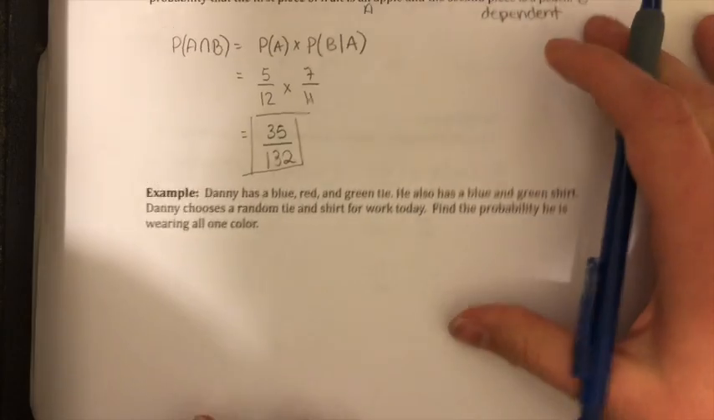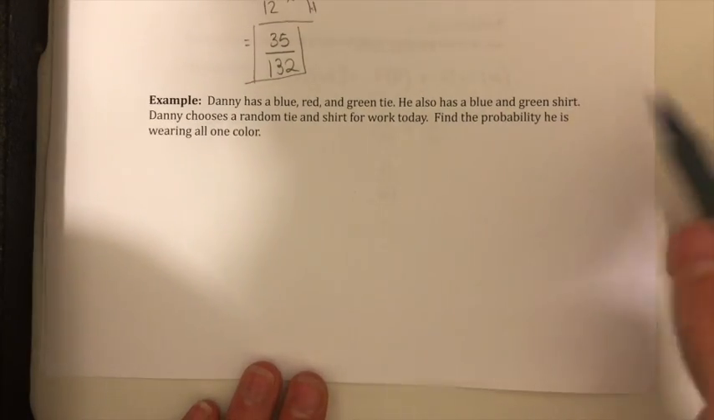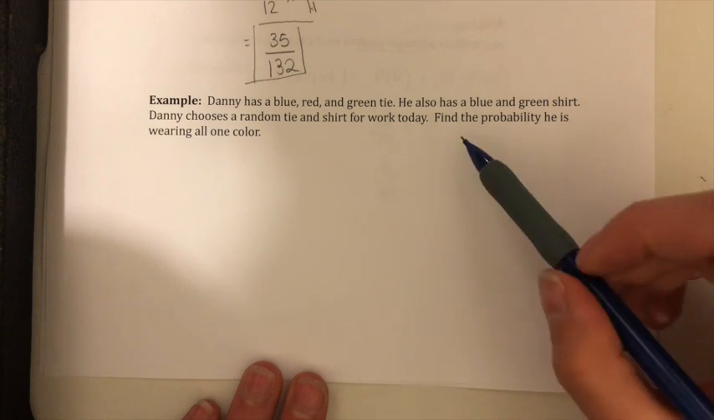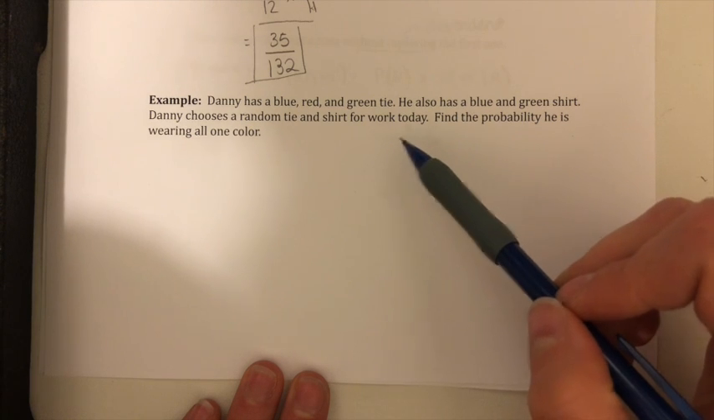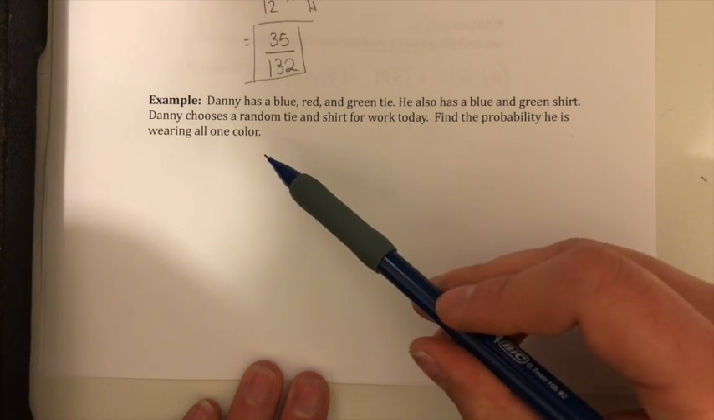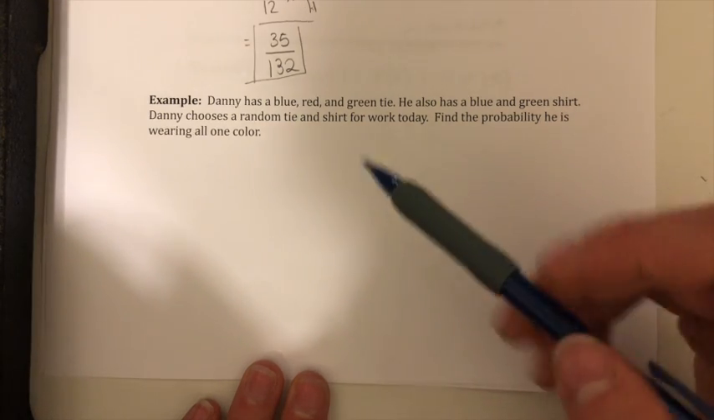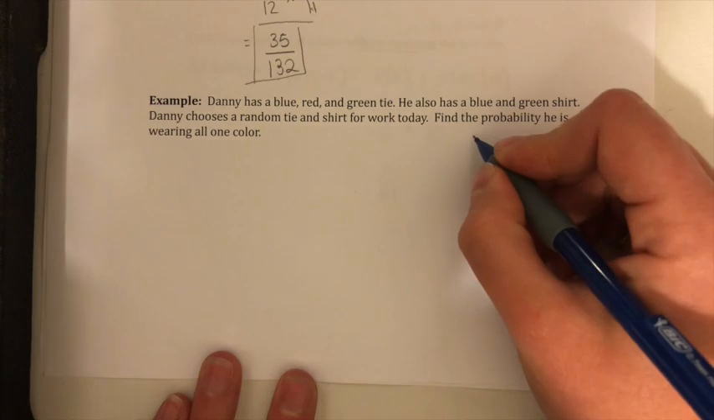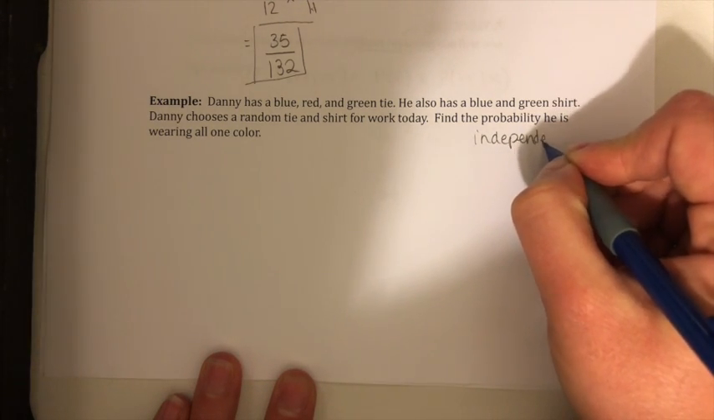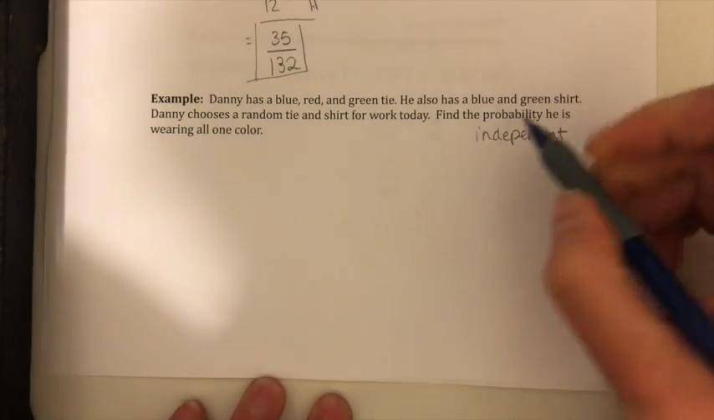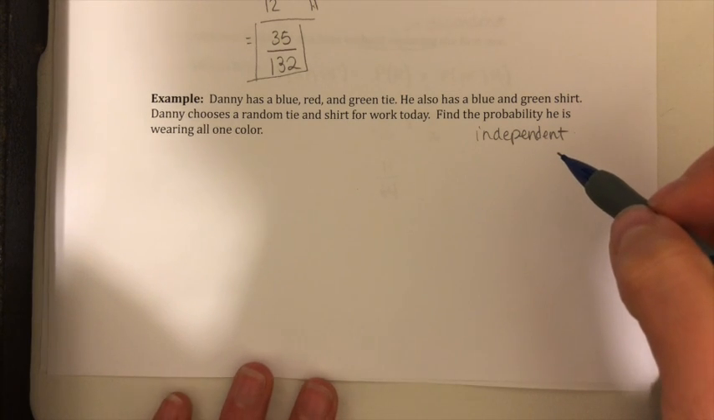Okay, last example, we have Danny has a blue, red, and a green tie. He also has a blue and a green shirt. He chooses a tie and a shirt randomly. Find the probability that he's wearing all one color. Okay, so it doesn't really matter order here. What we're looking for, and this is independent, right? Because if he randomly chooses both, they're not going to influence each other, okay?